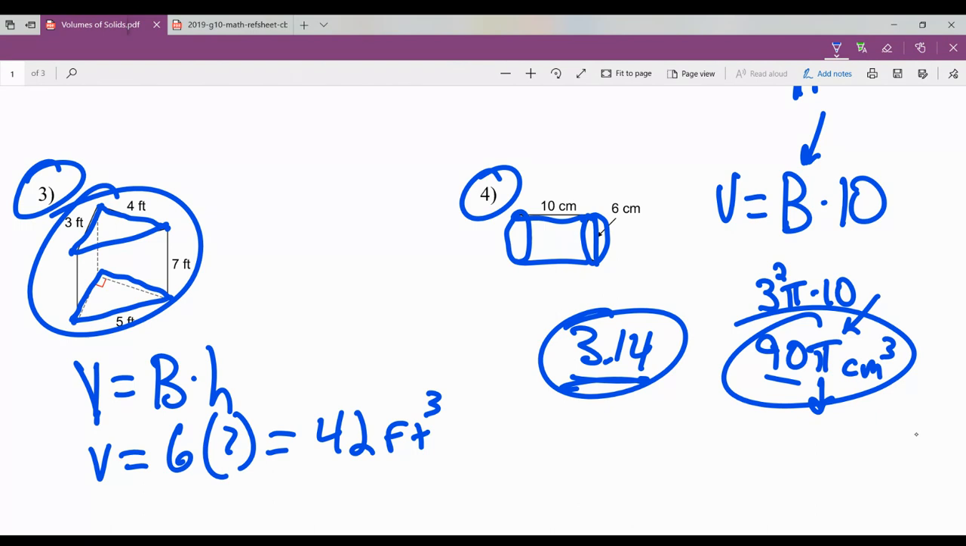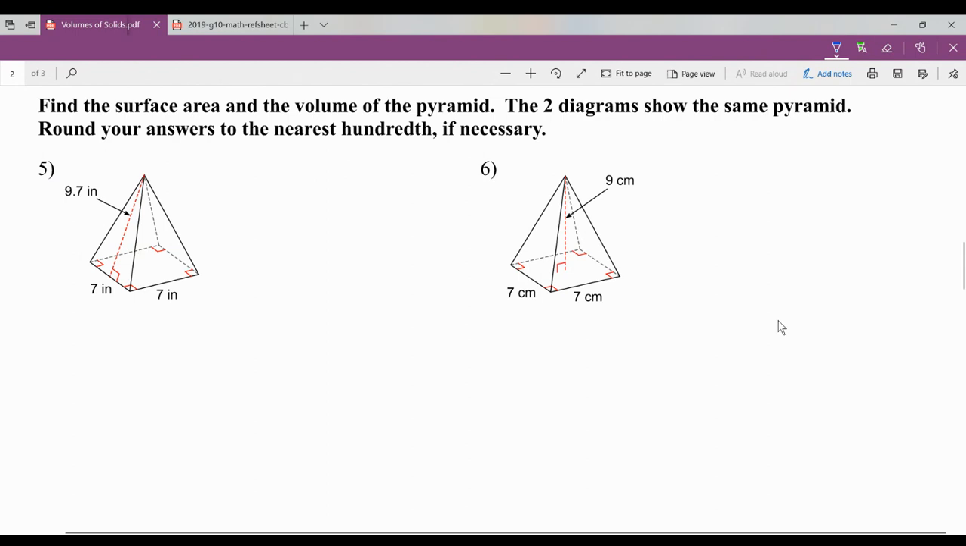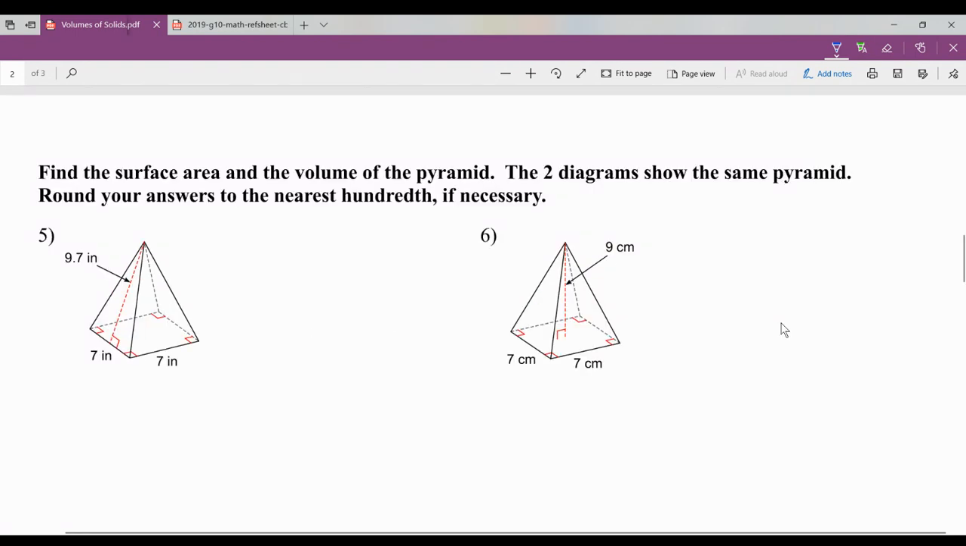Surface area for a cylinder, I'm not going to worry about right now. MCAS apparently doesn't do much with surface area anymore. Okay, I'm going to do a couple more here. Find the surface area and the volume of the pyramids.